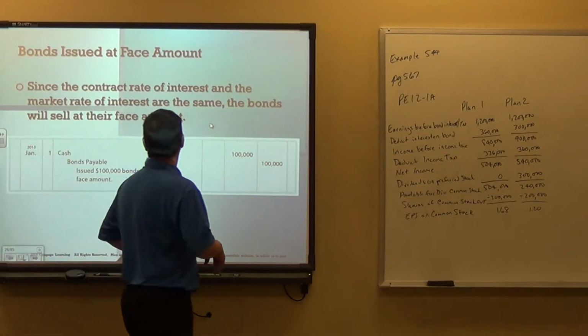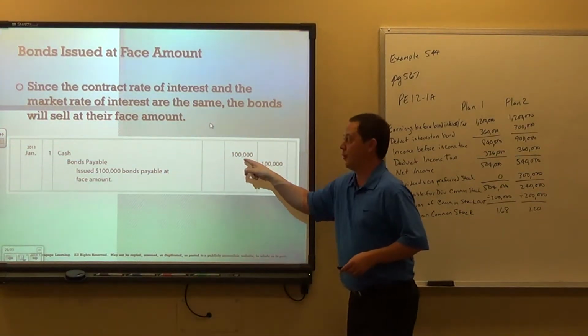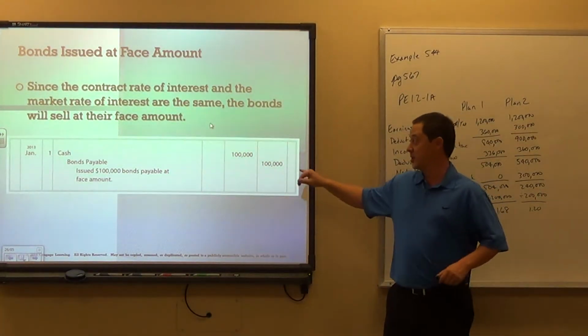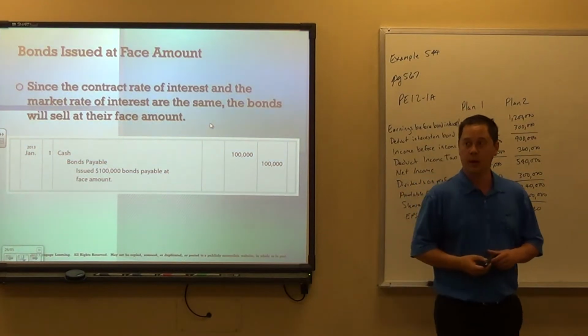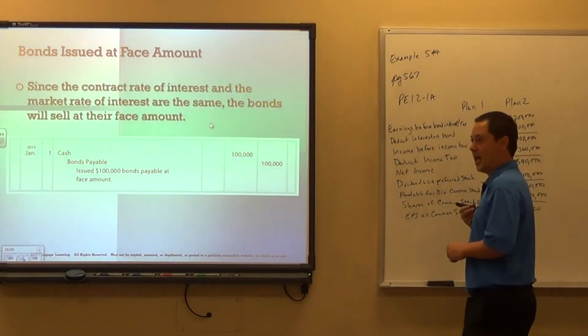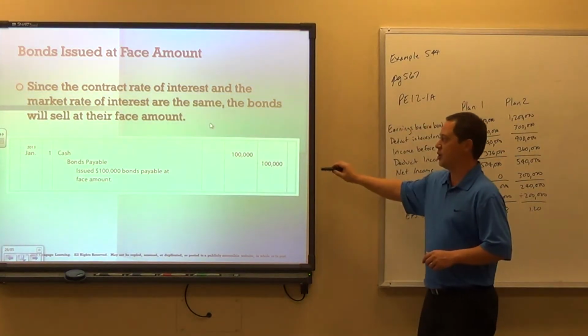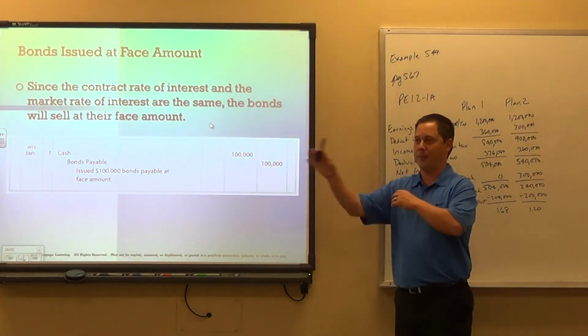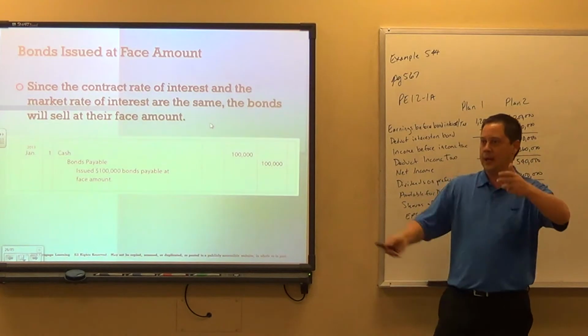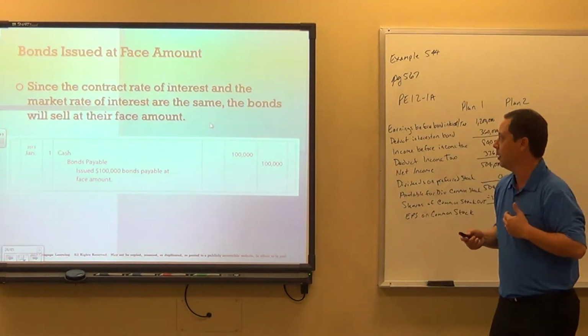So here, we have cash. We get in $100,000 because we made this commitment to pay bonds payable of $100,000. So we have all this debt. Now this does not include the interest yet. This is just the transaction of somebody purchasing the bond, and I get the cash in from the company.